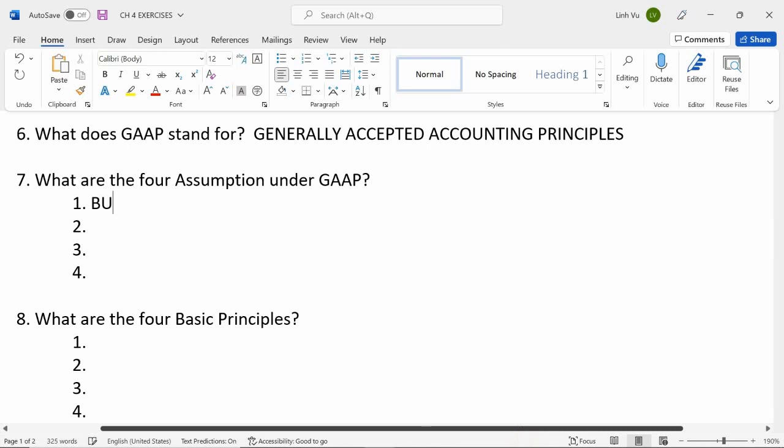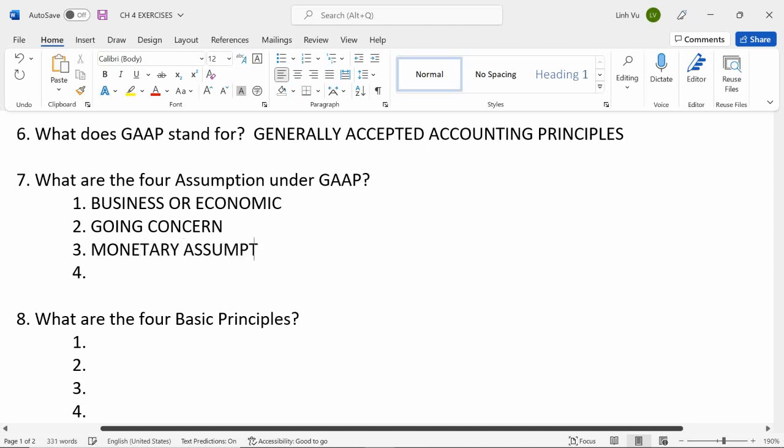Business or economic entity, going concern, monetary, and accounting period. Good.